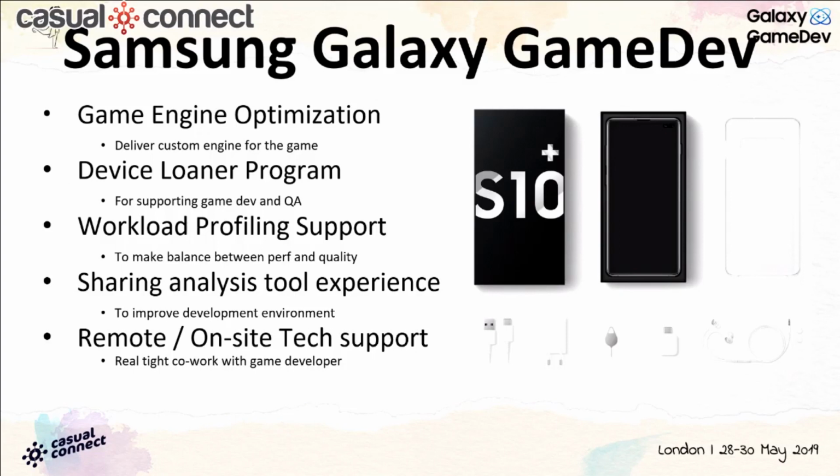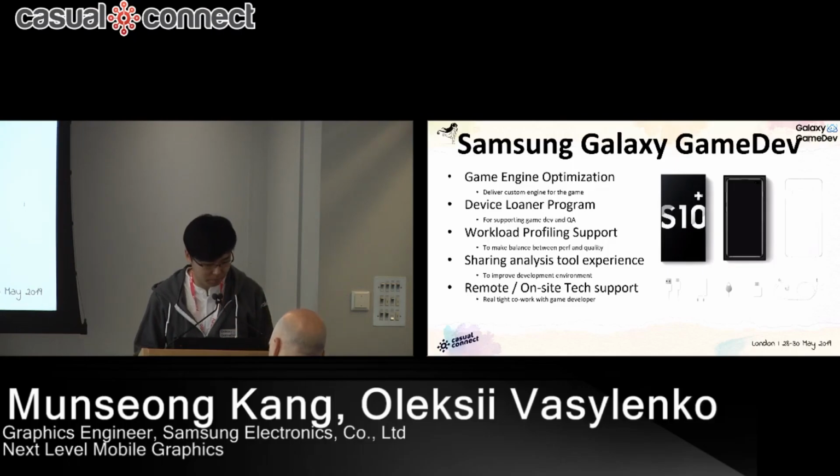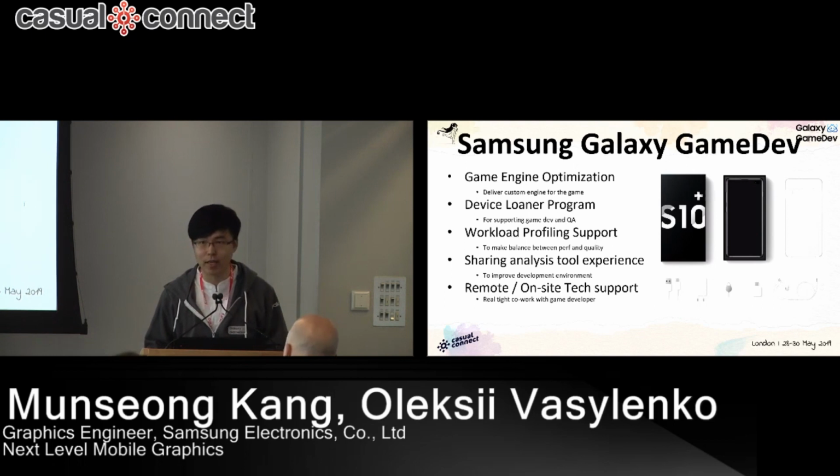Our team name is Game Dev, so it could easily be thought of as a game development team, but it is not true. We just support other game companies like Square Enix and NCSoft, Nexon and Tencent, and so on. And we also work with engine companies like Epic Games and Unity. Our main task is optimizing game engines.